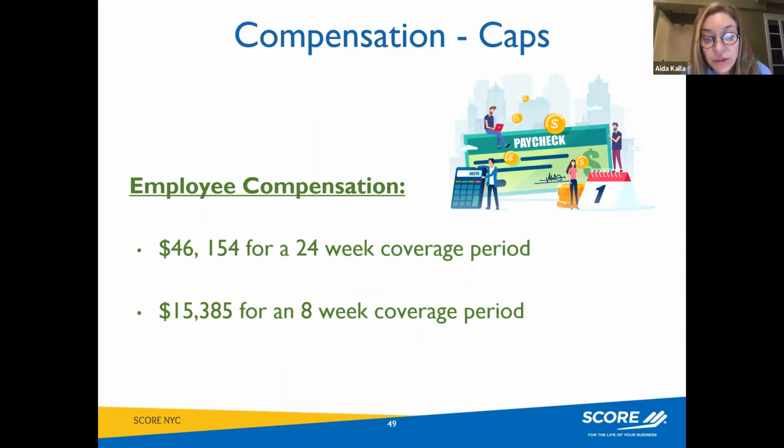Employee compensation. That's also based off the $100,000 per annum, which they are prorating over the coverage periods. So you cannot compensate, or you can if you want to, but it won't count. When you take your payroll calculations for an employee with a capital E, the maximum amount that you can give that employee as part of the PPP forgiveness calculation is $46,154, and then $15,000 for the 8-week coverage period.